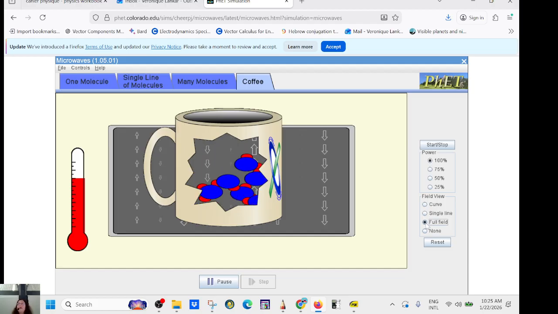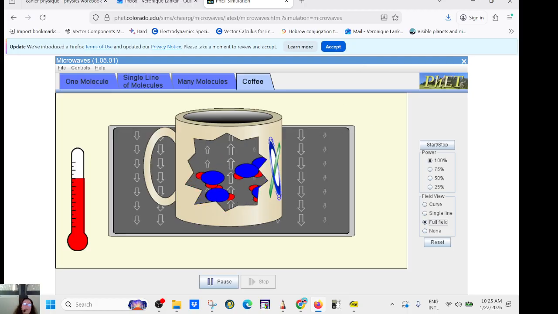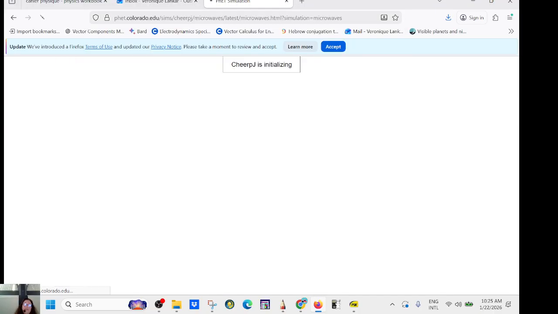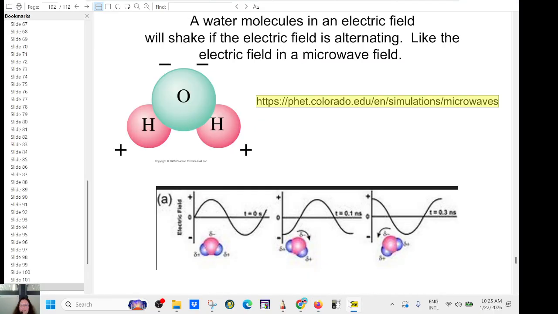So that's why if you put a pie in the microwave, the crust doesn't heat up, the juicy thing heats up, and you burn yourself. You have to be careful. But physics saved the day, so you're fine.